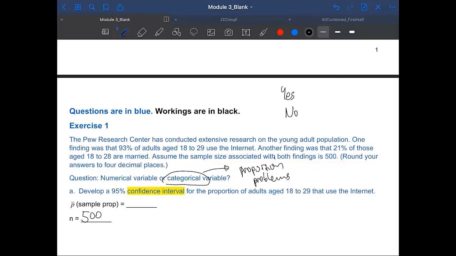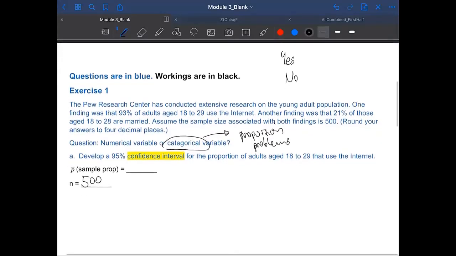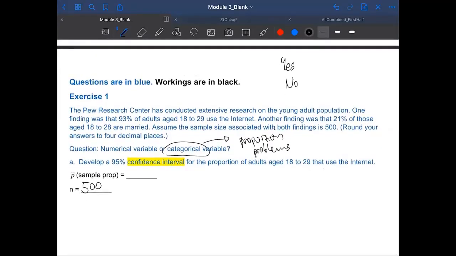And how about the p-bar? Do we know the sample proportion for the first problem we have? We're talking about use internet. So what is the p-bar? So p-bar, sample proportion. Sample is 500. So out of 500, we are talking about using internet. How many of them out of those 500 actually use internet? So I think it says it would be 93% of them.